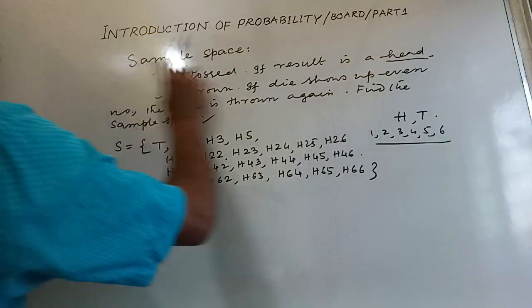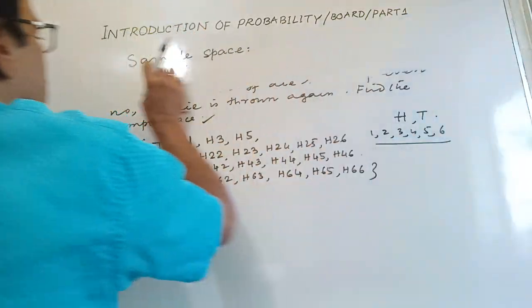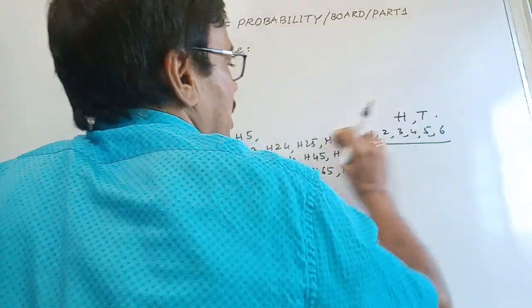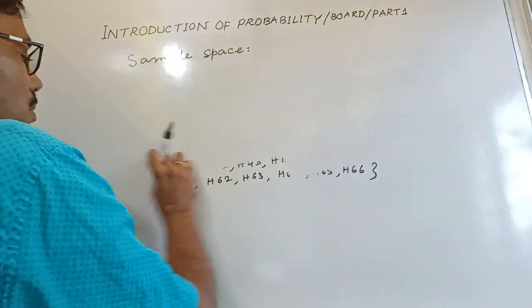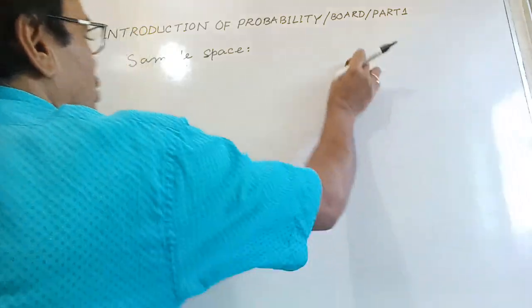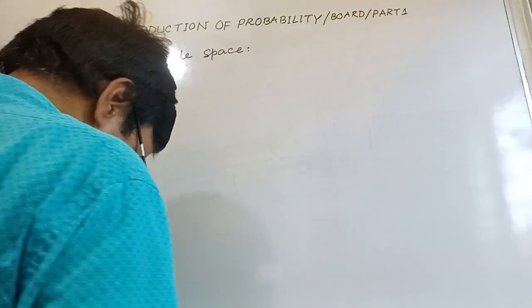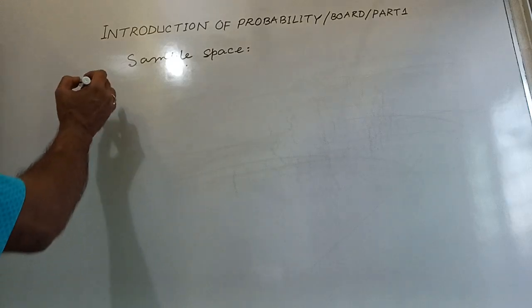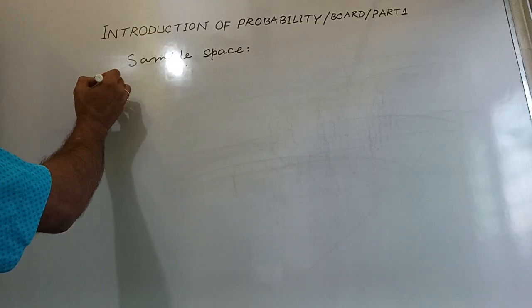Next, we are discussing sample space because it is the most important part to define probability and to solve problems of probability. Now, problem number 7.